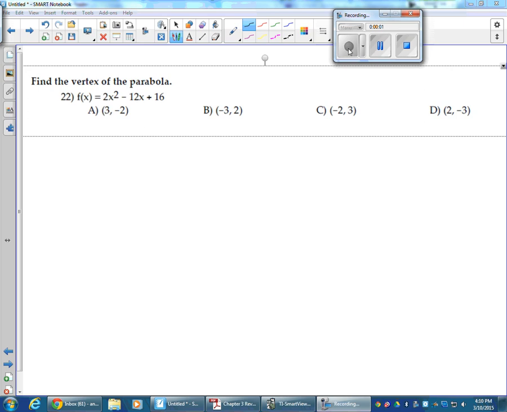Okay, we're starting with number 22. Find the vertex of the parabola. So that's the high point. Now you could always graph it and find the vertex that way, or we can use x equals negative b over 2a to find the x coordinate of our vertex.